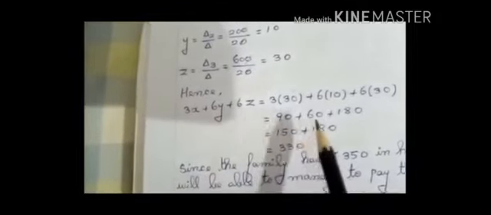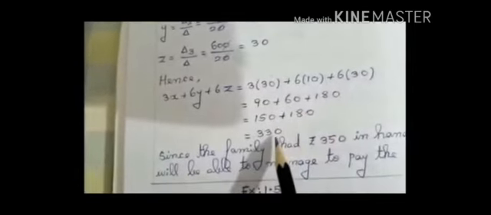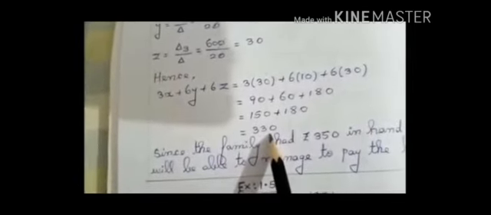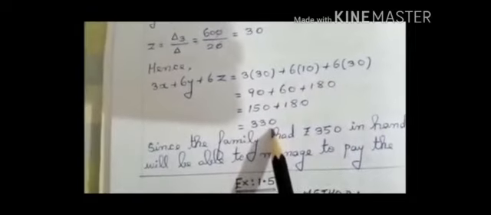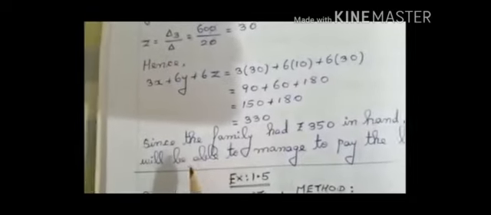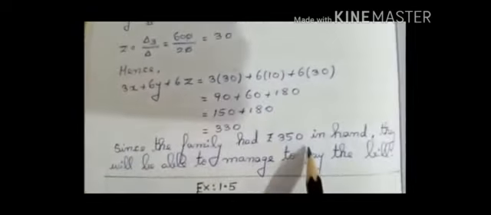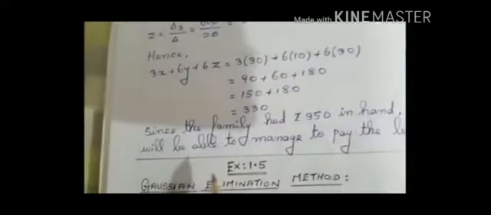And extra, they have asked you to calculate 3x plus 6y plus 6z, and we are going to replace the values of x, y and z, and I will get the answer as 330. So the amount the family had in their hand is 350. Therefore, since the family had rupees 350 in hand, they will be able to manage to pay the bill.